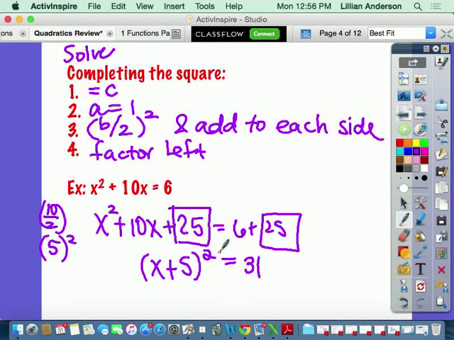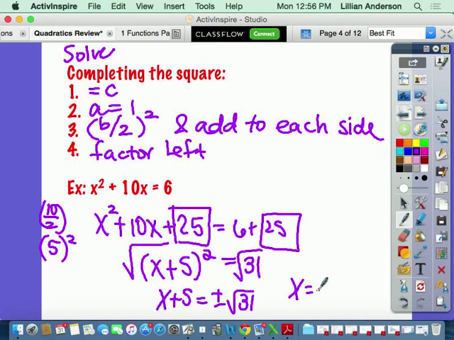How do I solve this? Square root both sides. And remember, whenever you square root, you get a positive and a negative. And then the last step? So you have negative 5 plus or minus the square root of 31.